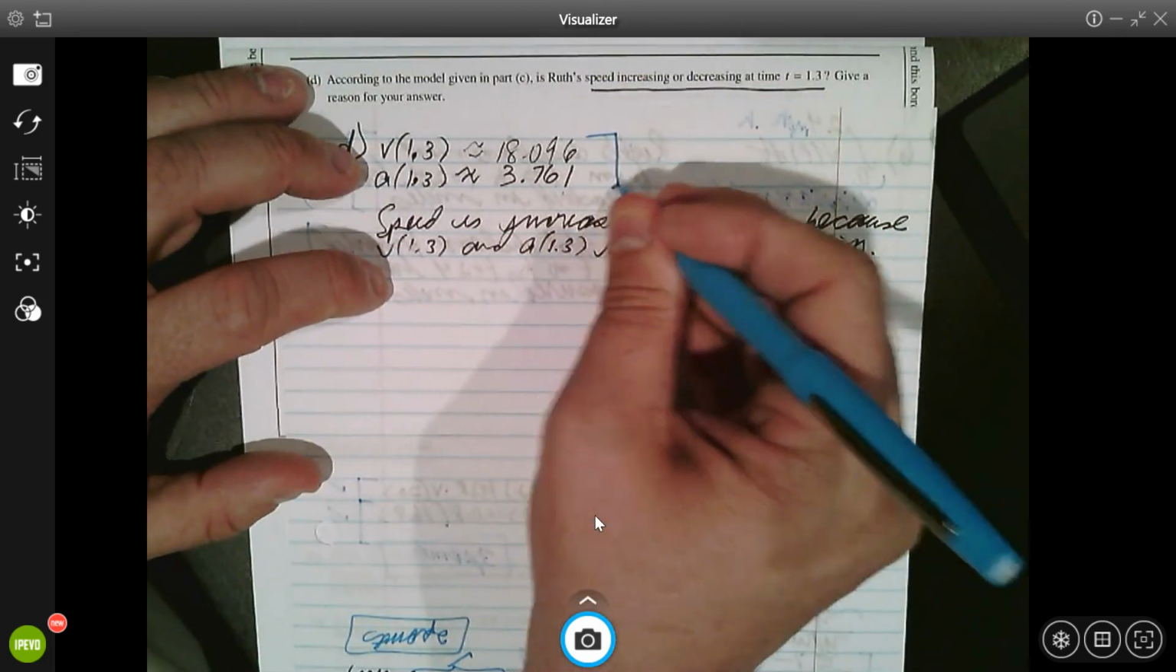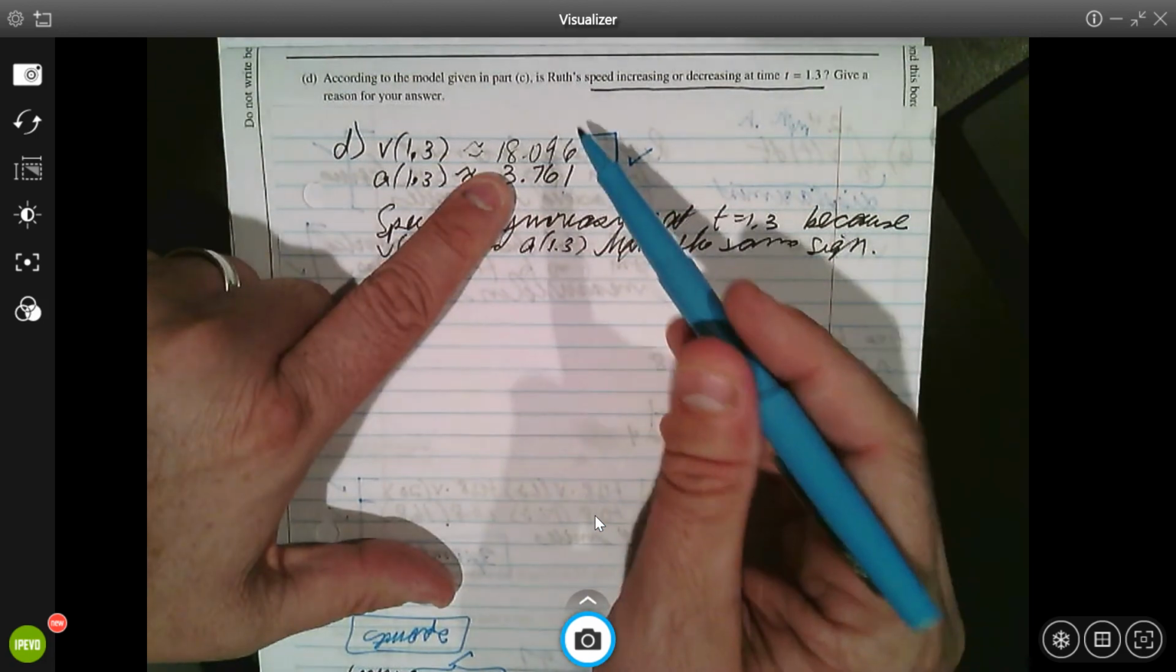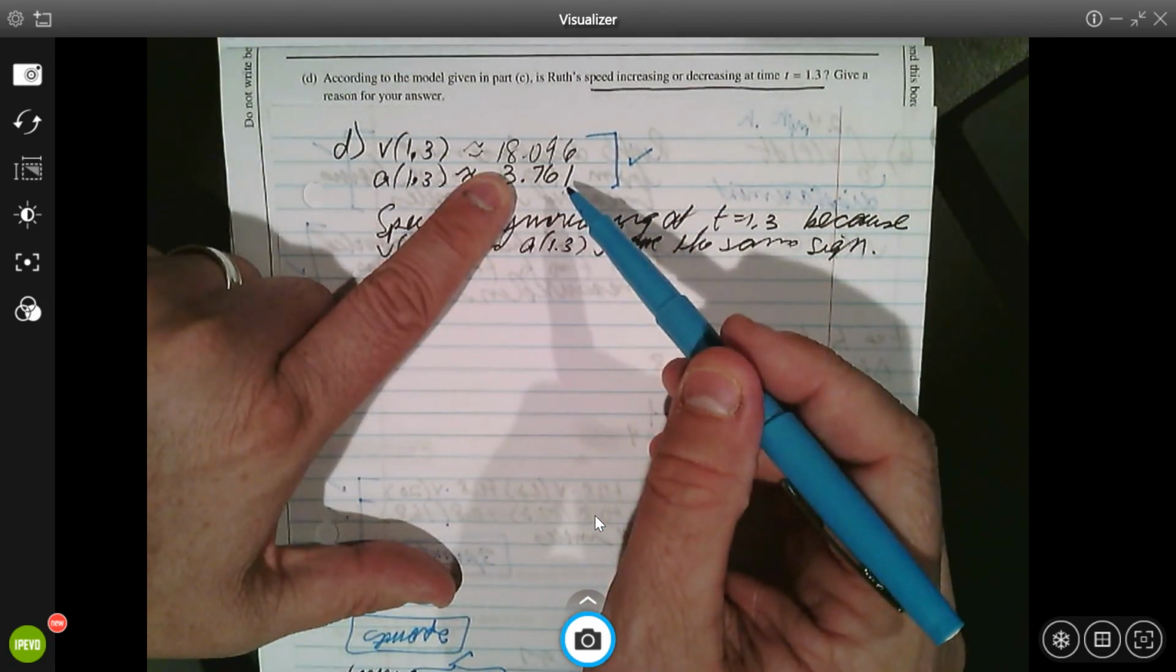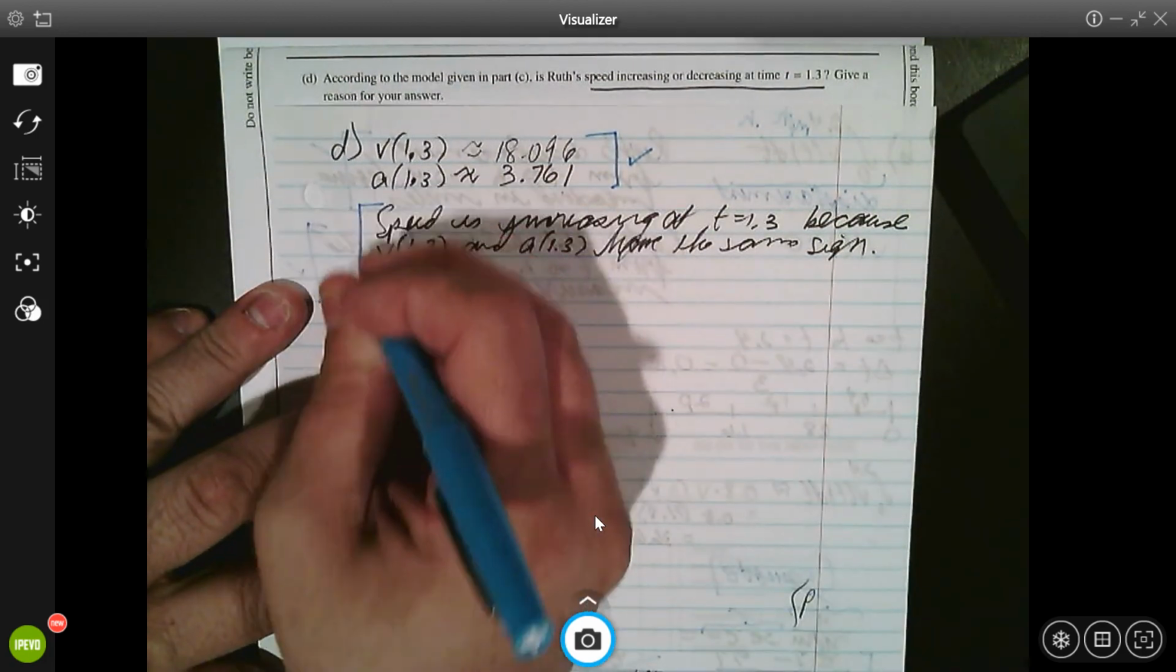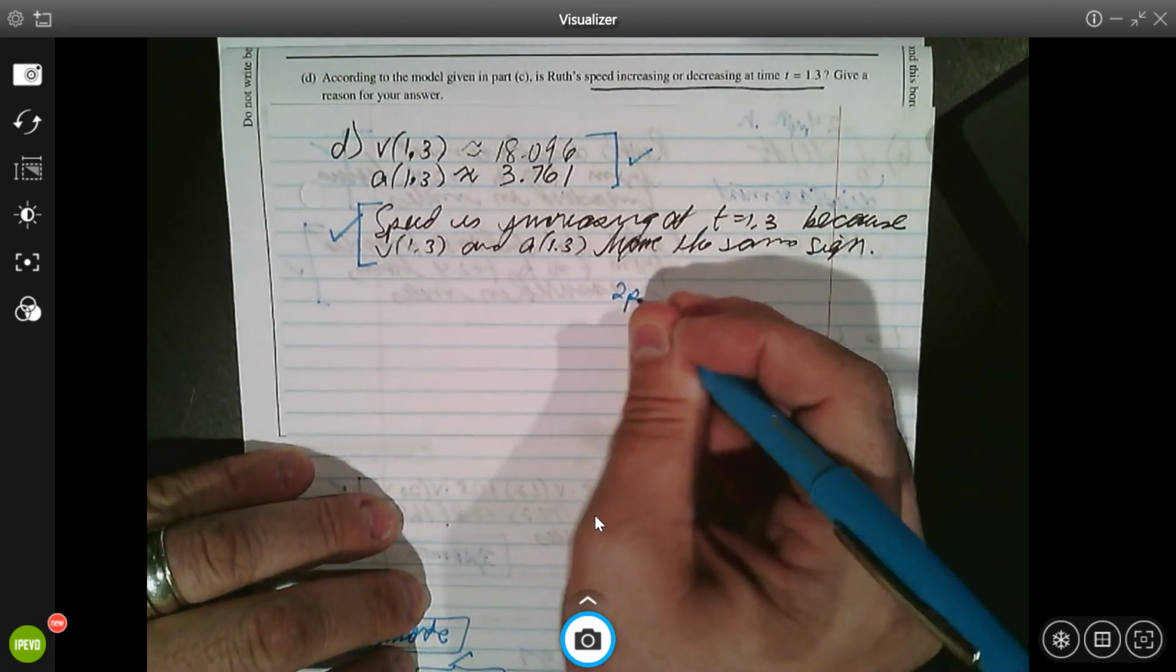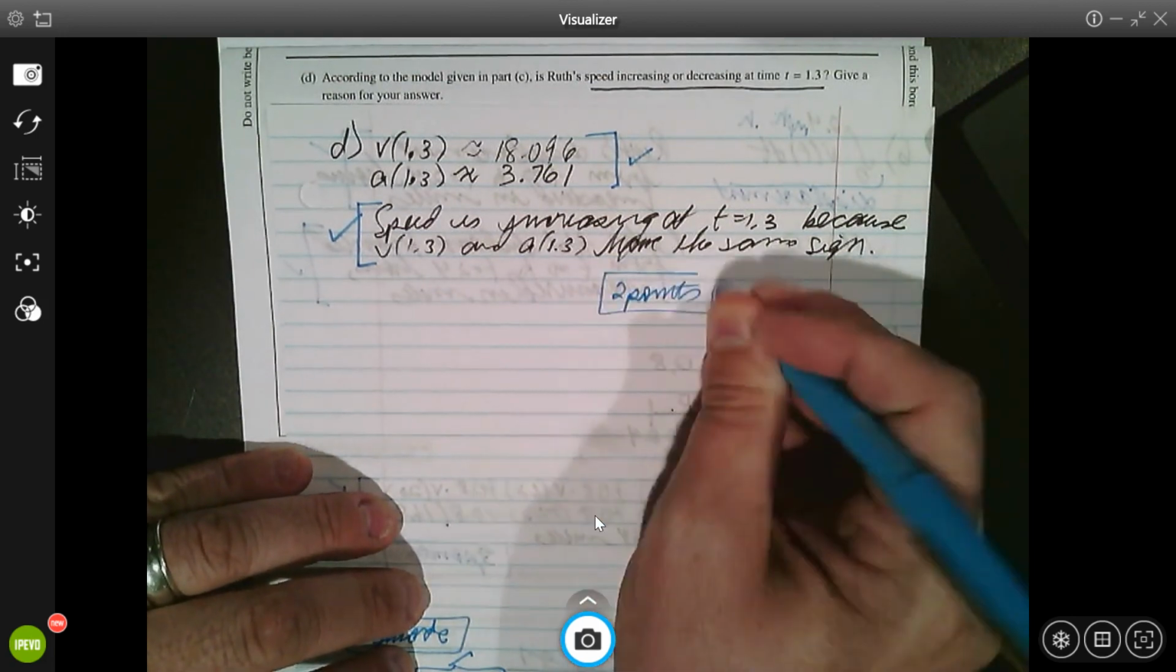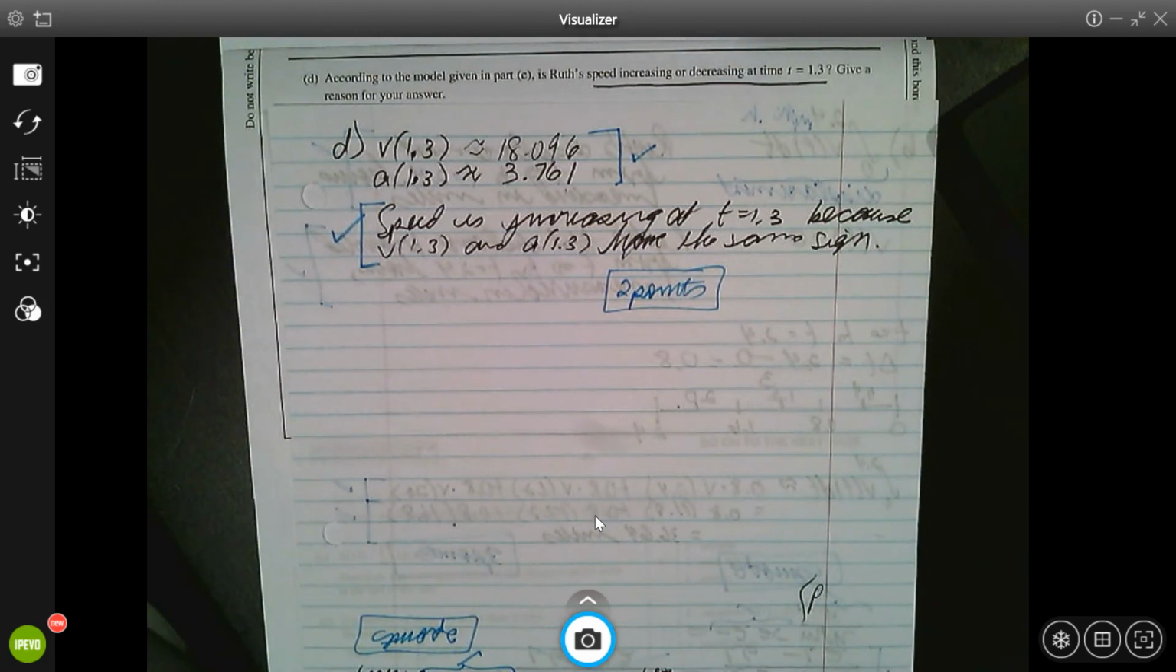Normally, they're going to give you 1 point for considering velocity and acceleration at the given time, and then 1 more point for your conclusion. And that's it with Part D. Part D is 2 points. That closes out question number 1. I hope you did well there.